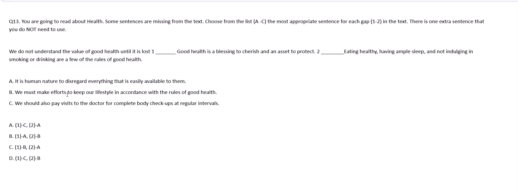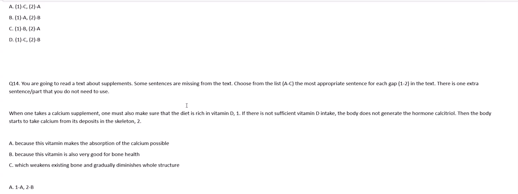We must make efforts to keep our lifestyle in accordance with the rules of good health. And this lifestyle includes eating healthy, having ample sleep, and not indulging in smoking or drinking, a few of the rules of good health. Like this, you have to find out these logical sentences. Okay, I think it is clear. Whenever the sentences come, you have to clearly understand the sentences and see what could be following next according to the previous sentences. Okay, let's move on to the next question.